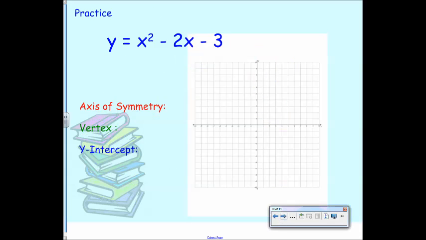Okay, try this one. Try it at your boards. If you want to practice plotting it on the actual slides, you can, but do this one at your boards.